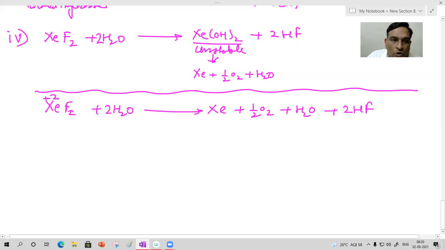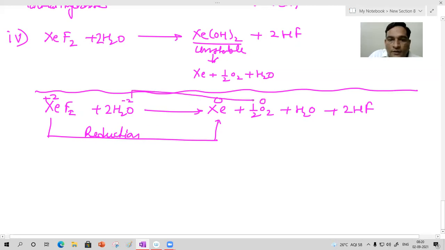Xenon here plus 2 oxidation state, here 0. That is reduction. Oxygen minus 2, here 0. That is oxidation. You can say it's a redox reaction. The question comes, my dear, it's a redox reaction.